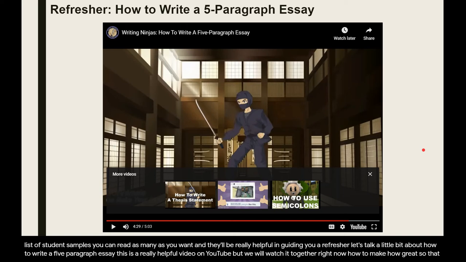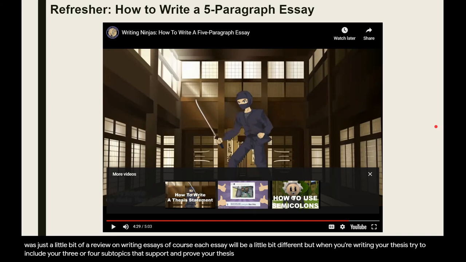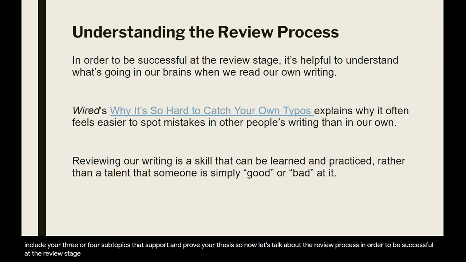Great, so that was just a little bit of a review on writing essays. Of course, each essay will be a little bit different, but when you're writing your thesis, try to include your 3 or 4 subtopics that support and prove your thesis. So now let's talk about the review process. In order to be successful at the review stage, it's helpful to understand what's going on in our brains when we read our own writing.